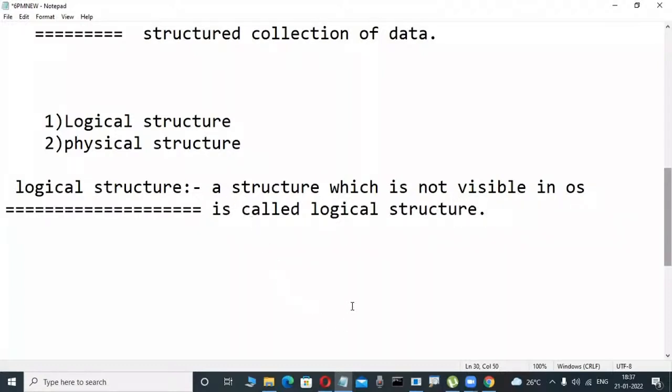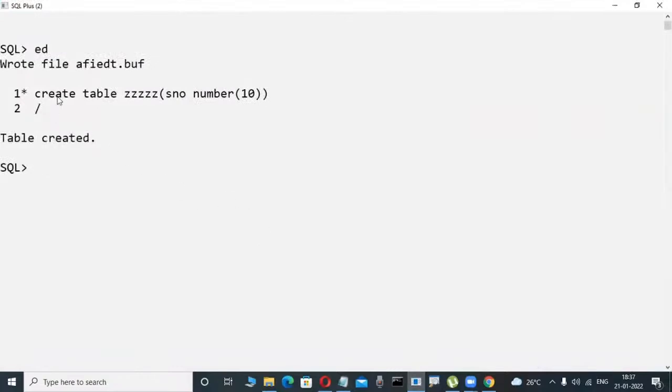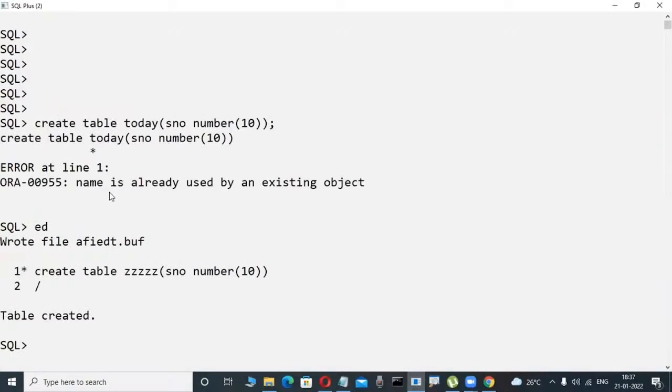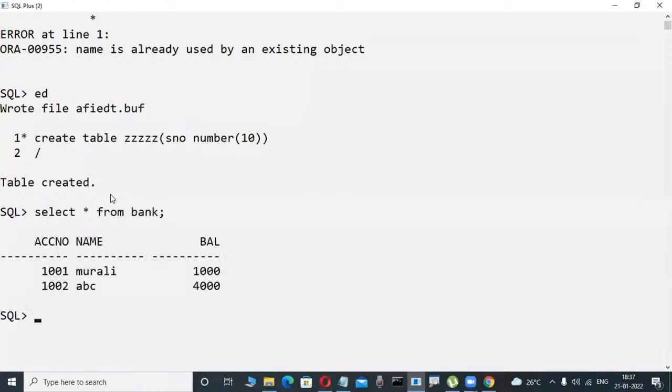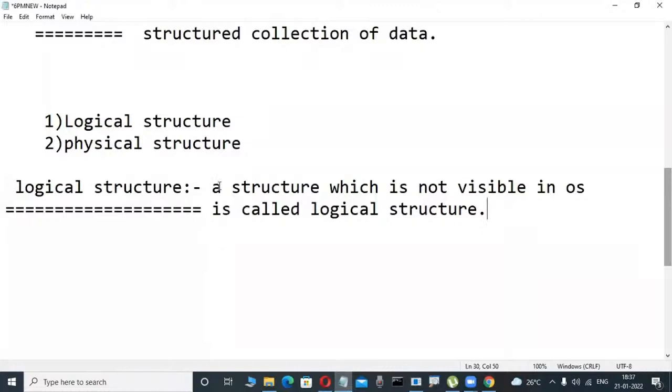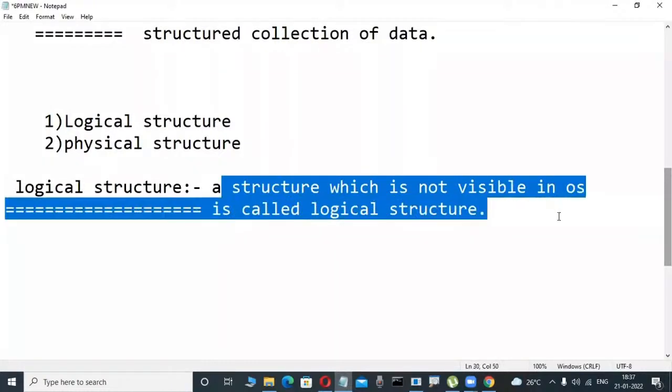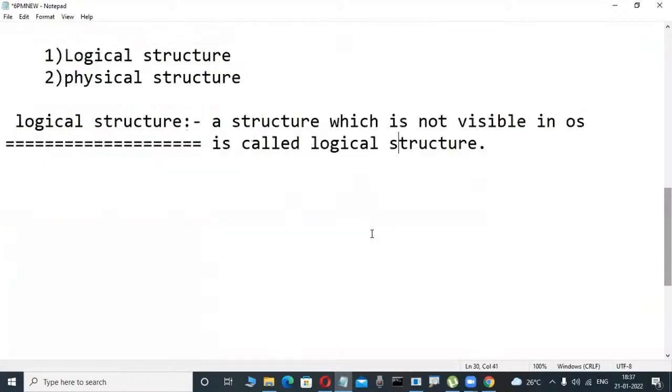That's why when you create a table, we are unable to view it in the C drive, D drive. But where is it visible? Yes, in a database. This is a database only, don't worry. In this database only, it is visible. So those tables are visible in the database, but not visible in your C drive, D drive. That's why a structure which is not visible in the operating system is called a logical structure.